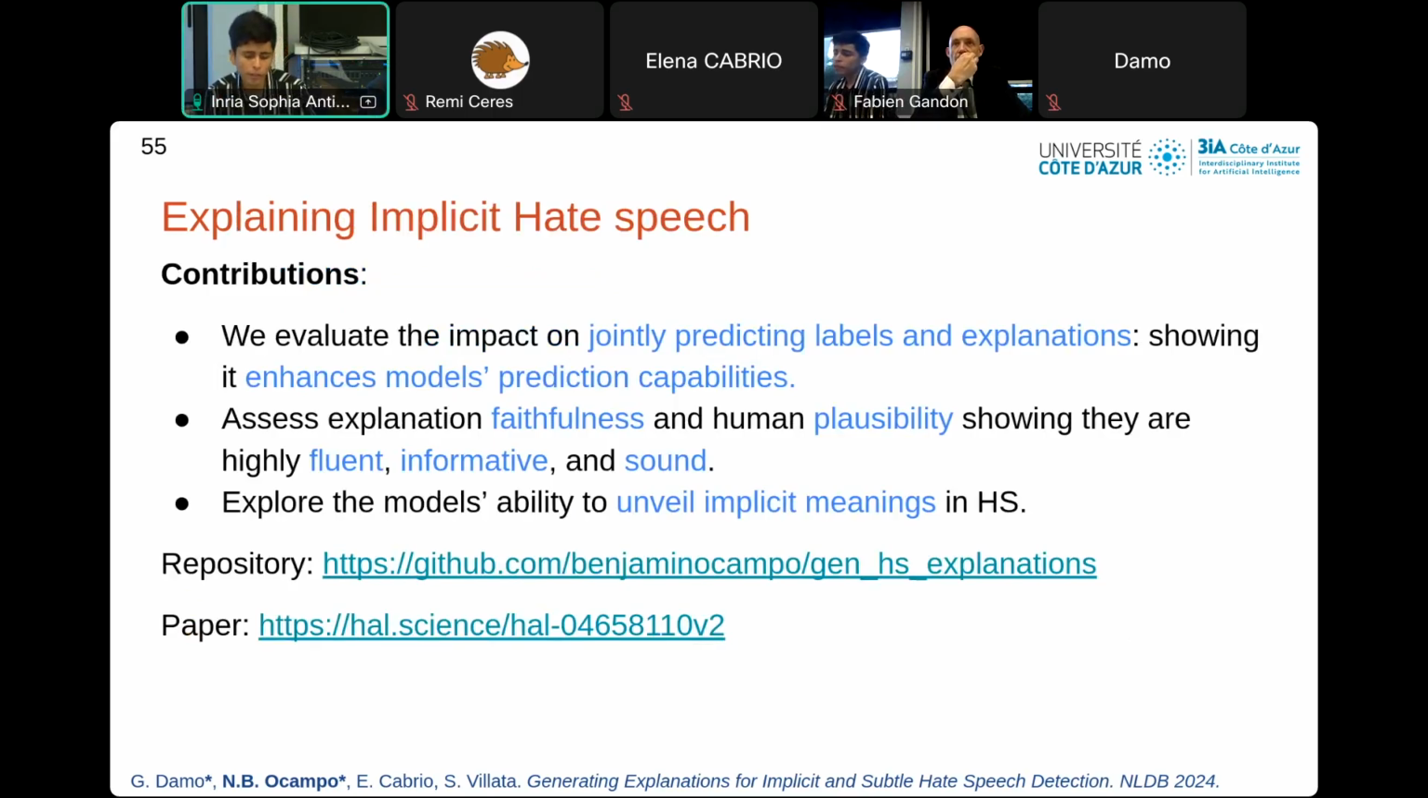So, for the contributions, we evaluated the impact of jointly predicting labels and explanations, showing it enhanced models' prediction capabilities. And we also evaluated how these explanations were in terms of automatic and human evaluation methods. So here we have the repository and the paper if you also want to take a look at it.